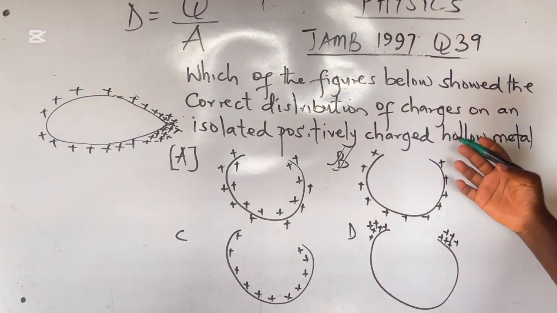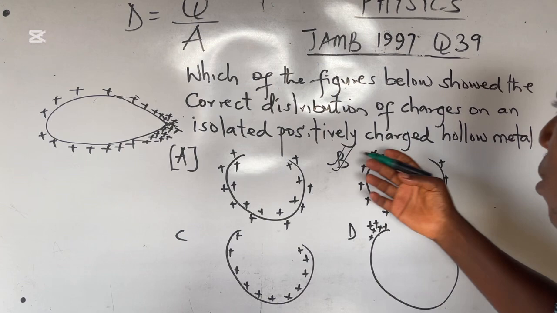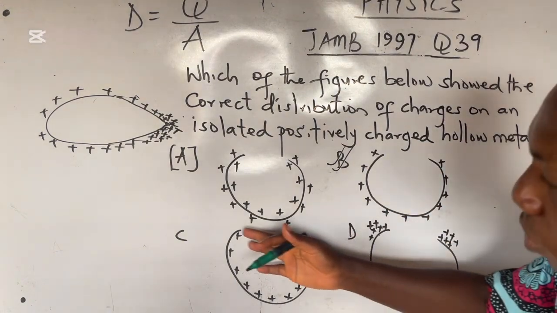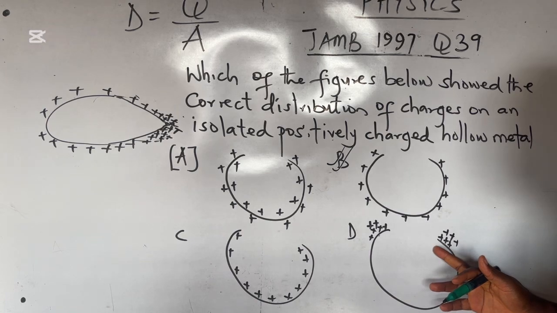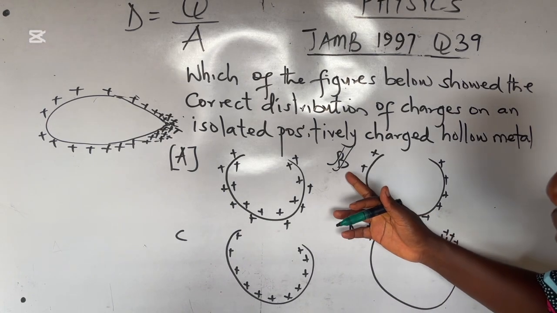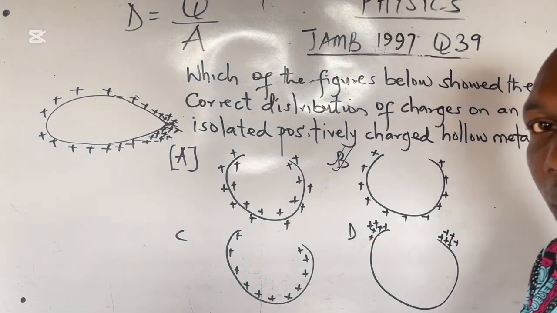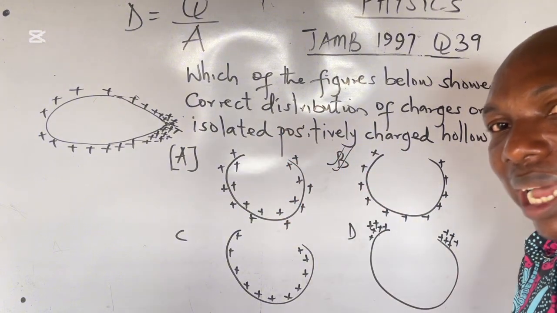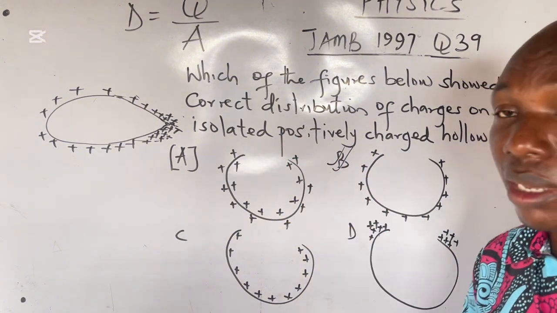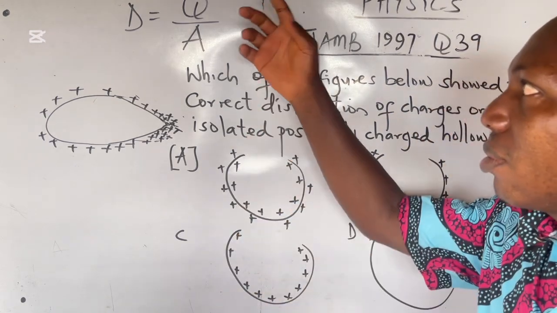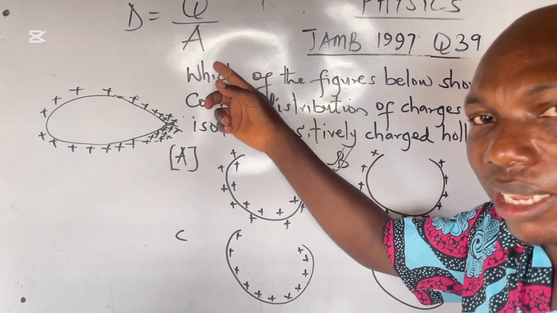For an isolated positively charged hollow metal, it must be outside. So look at this, it is not the sharpest point here, no. So the best option we have chosen is option B, distributed uniformly outside a hollow metal. The concept is charge density is charge over area.